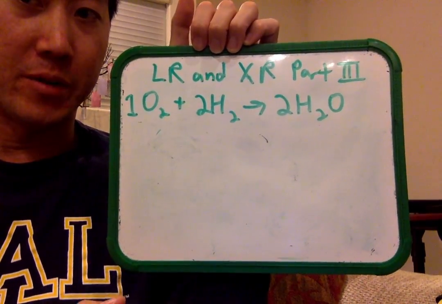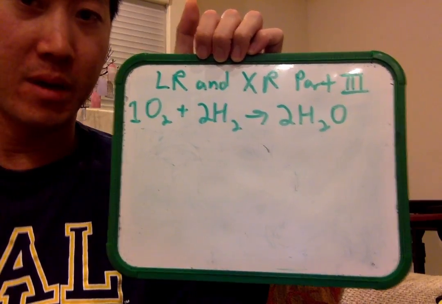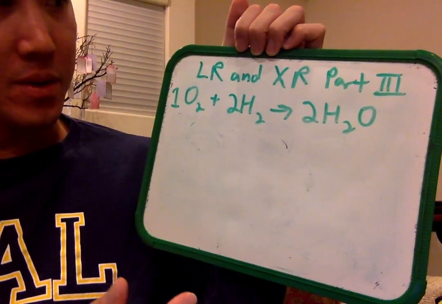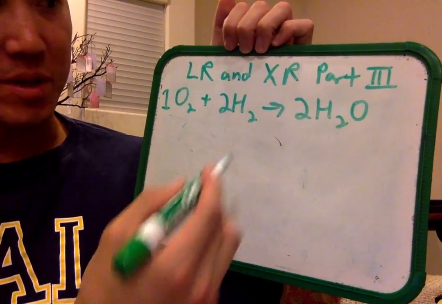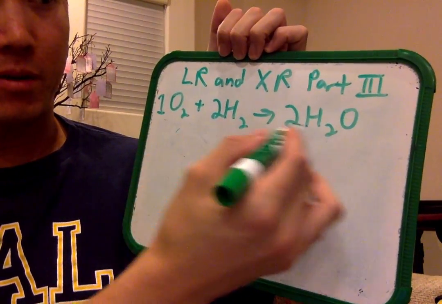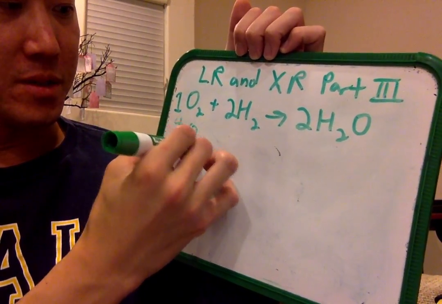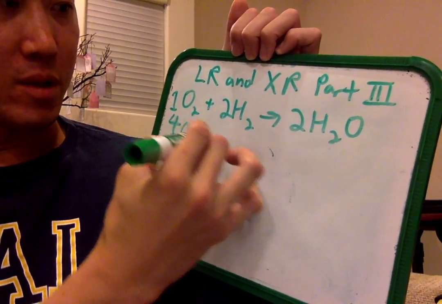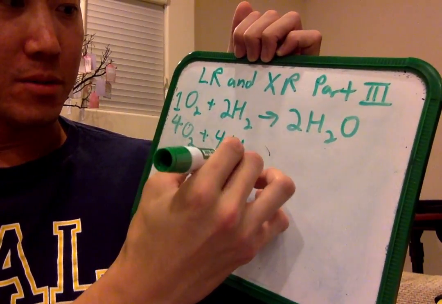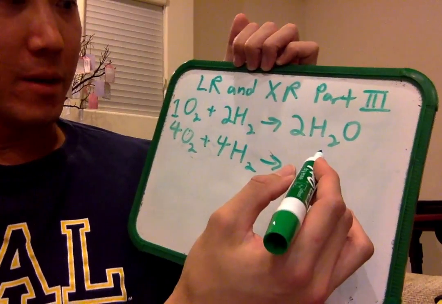Okay, so this is limiting reagent and excess reagent part 3, so hopefully you've looked at the first two videos. This is going to be more advanced. But we still have our same recipe: 1 oxygen, 2 hydrogens, 2 waters; 1 egg, 2 cups of flour, 2 batches of cookies. So what if we start with 4 oxygens, or 4 eggs, plus 4 hydrogens, or 4 cups of flour? How many waters or batches of cookies could we make?